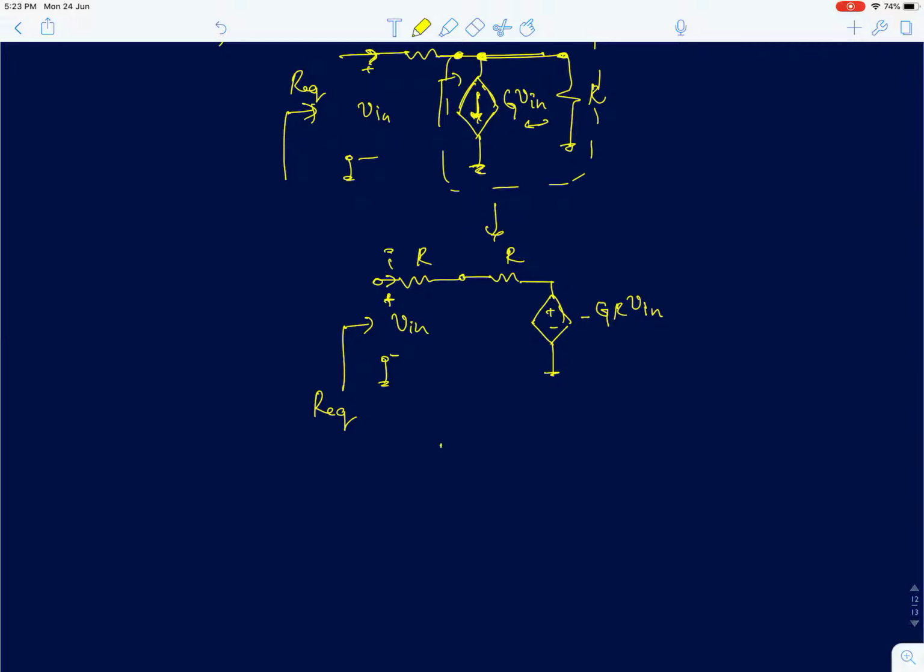You need to find the current through this. Now these two resistors are in series. You can replace it by a single resistance of value 2R. So the current is simply V in minus G R V in upon 2R. So the equivalent resistance V in upon I is simply 2R by 1 plus G R.